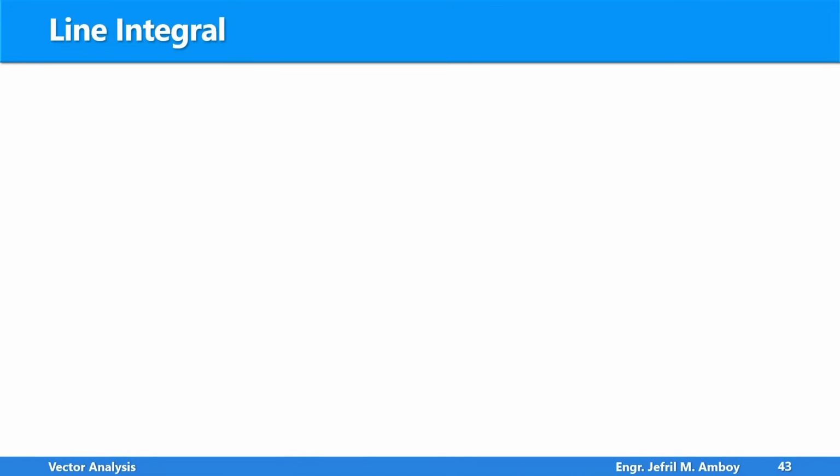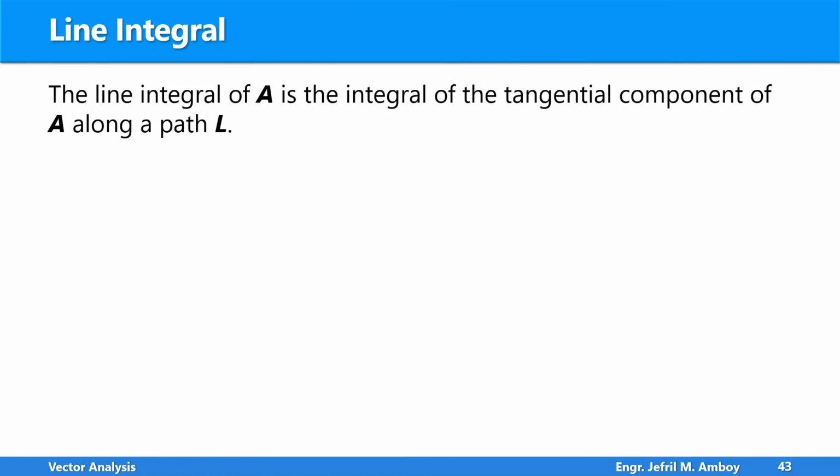Starting with a line integral. So first, let's define what a line integral is. The line integral of vector A is the integral of the tangential component of A along a path L. In integral form, this is written as the integral of A dot dl. So here, we have the vector A, which we will dot with dl. In the definition, the line integral is the integral of the tangential component. So, when we dot the vector A with dl, we get the component of A that is tangential or in the same direction as dl.